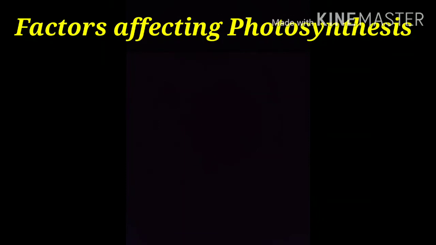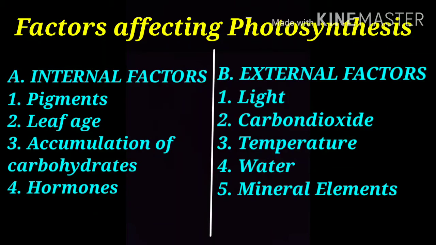Children, what are the factors affecting photosynthesis? The internal factors are pigments, leaf age, accumulation of carbohydrates and hormones. The external factors are light, carbon dioxide, temperature, water and mineral elements.